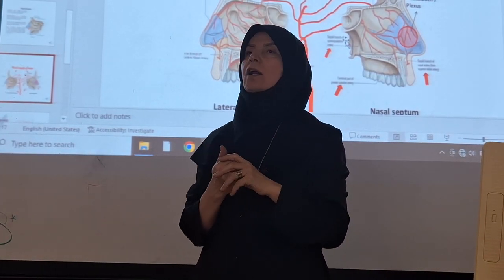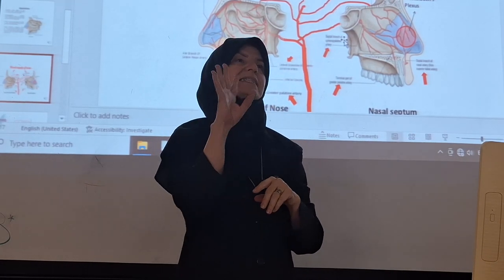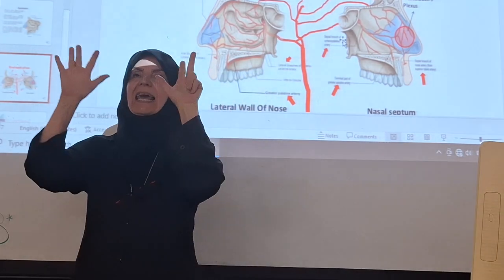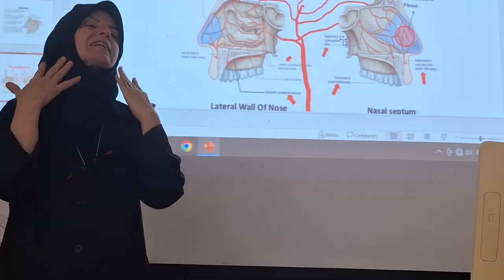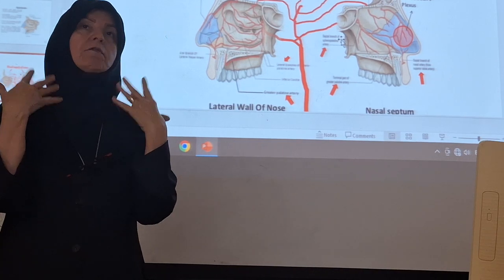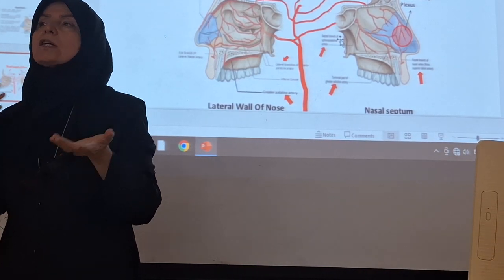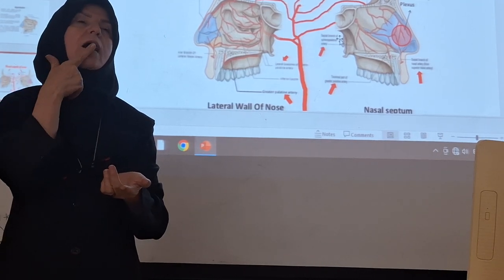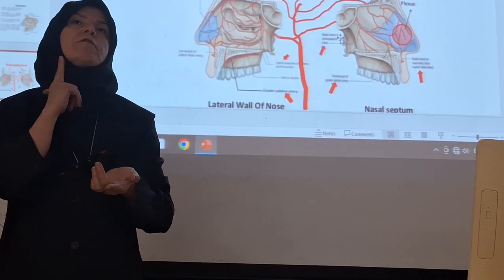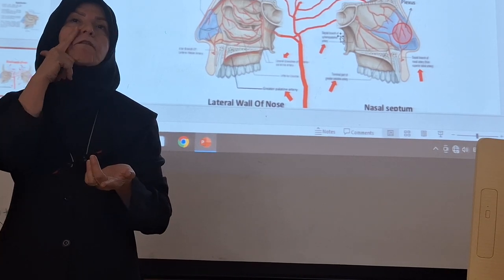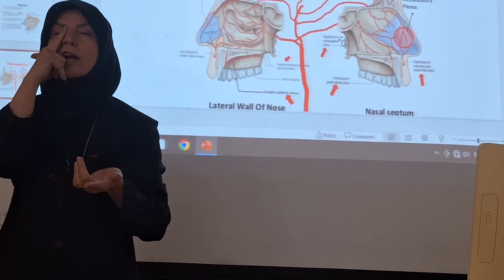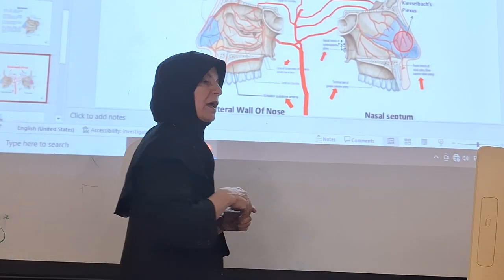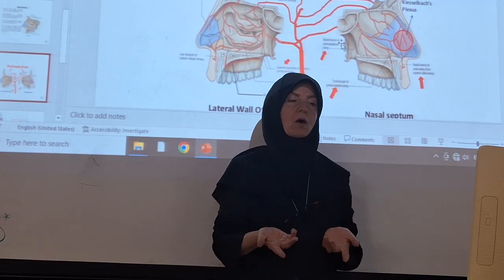What about the external carotid? The external carotid has 8 branches in the face and in the neck. For example, one of them goes to the tongue, and one of them goes to the face. We call them the lingual artery and the facial artery. And one of them we call the maxillary artery.